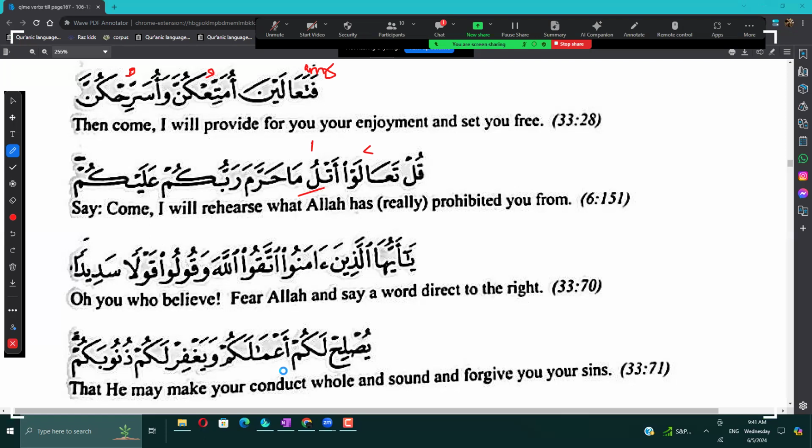Then we have: Ya ayyuhalladhina amanu taqullaha wa qulu qawlan sadidan. So now we have, O you who believe, fear Allah. And then qulu. All of this, inshallah, we are going to learn in future lessons. For now, just remember this. Because fear Allah is a command, because of that we have yuslih and yaghfir. These two are majzoom, because they follow the command.